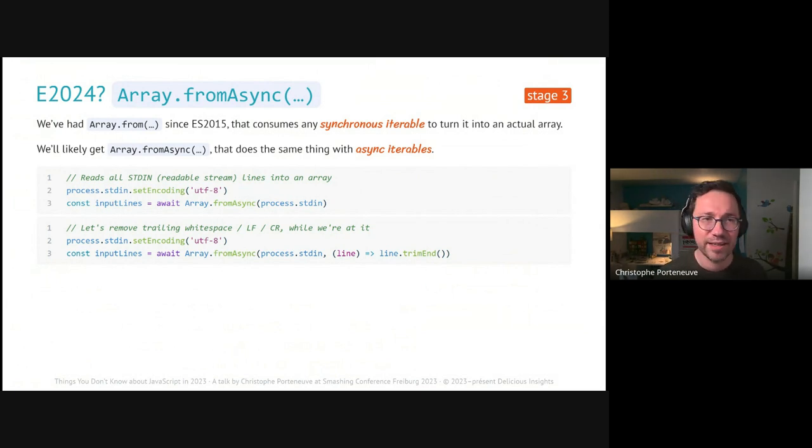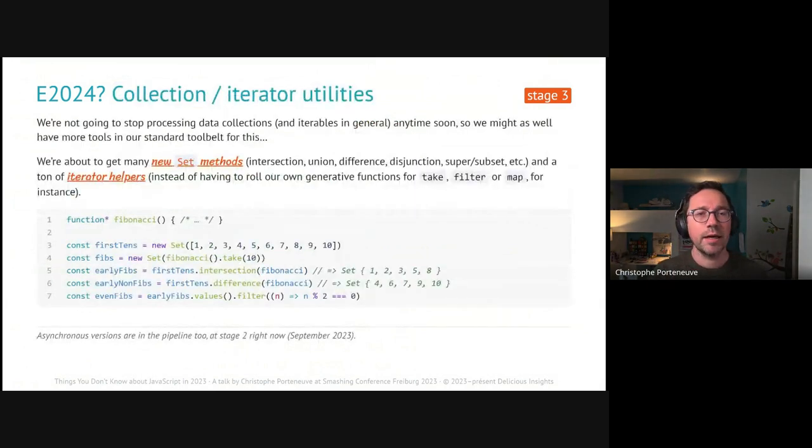It's very likely to be official for next year, and it's already available in Node, for instance. Those are really, really cool. Collection and iterator utilities. So we got two things in there. First, we have new methods on Set, right?